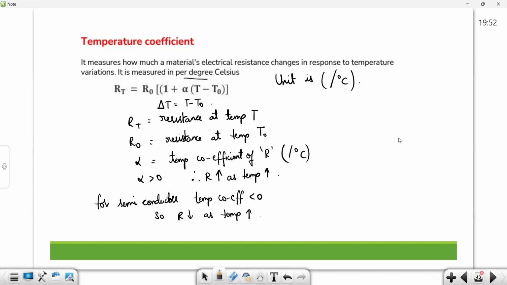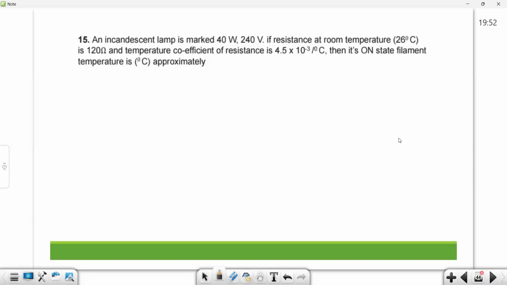Now, for conductors, resistance will increase if temperature increases. For semiconductors, resistance decreases as temperature increases. See how you will do this problem.